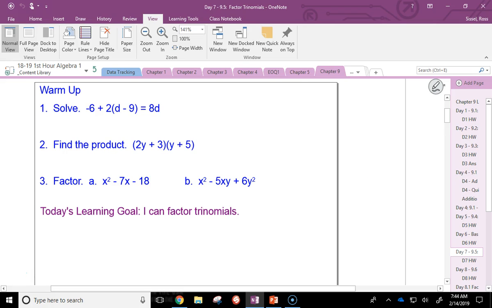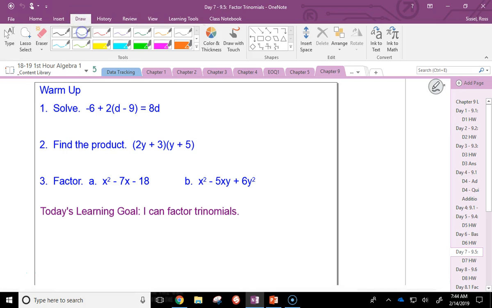So, how do we go ahead and solve number one? We should be able to explain this. These are our warm-ups. This should be review. What will I do? What should be the first thing I'll do?